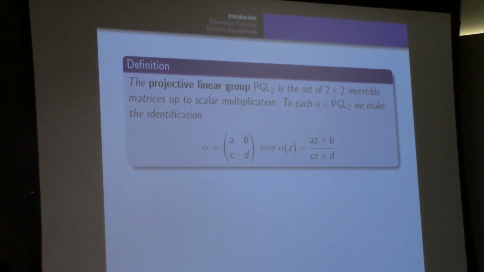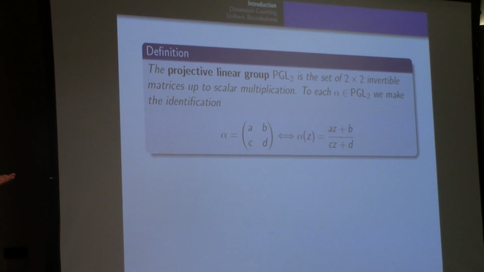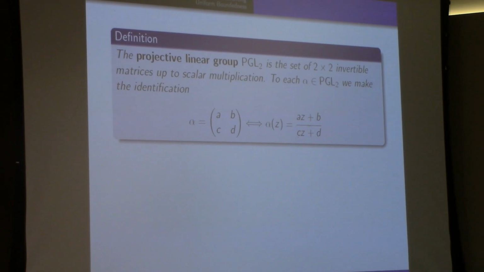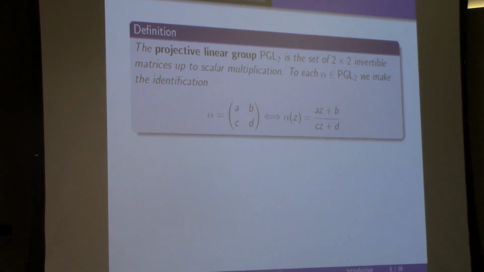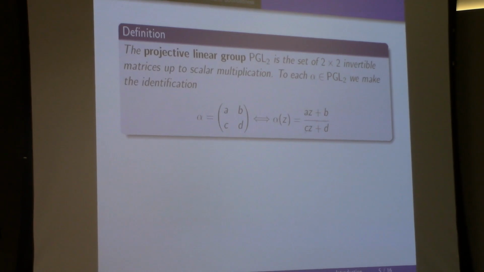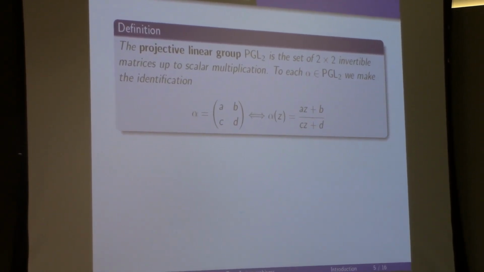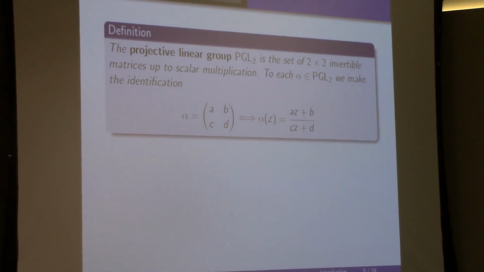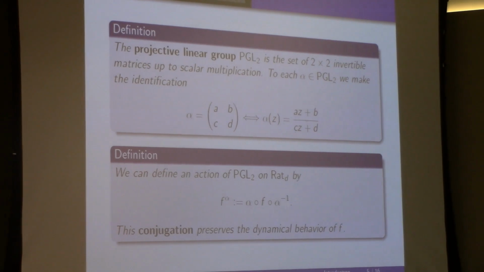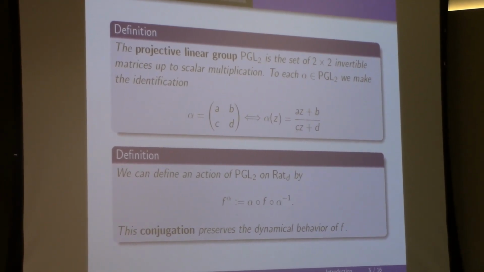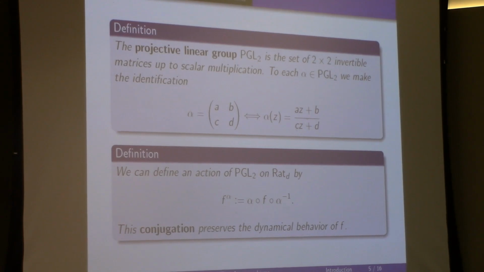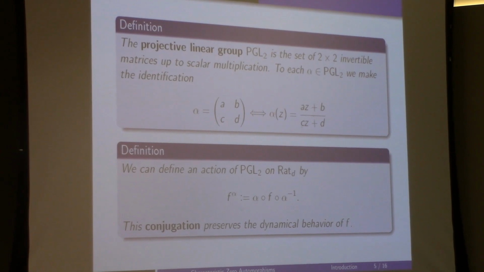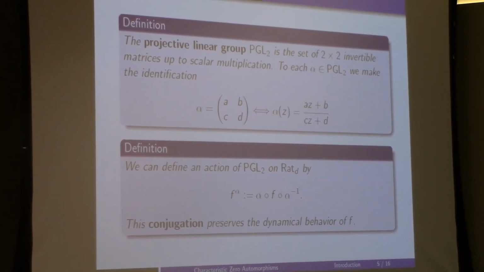So then let's talk about the projective linear group, PGL2. It's essentially the set of 2 by 2 invertible matrices up to scalar multiplication. To each element of PGL2, we can have an identification where a particular variable z goes to (az + b)/(cz + d), where a, b, c, d are just the entries of the matrix. So we can define an action of this set of matrices on the Rat_d space that we constructed via conjugation, which is essentially taking the composition that you see there, where we have alpha composed with f composed with alpha inverse.